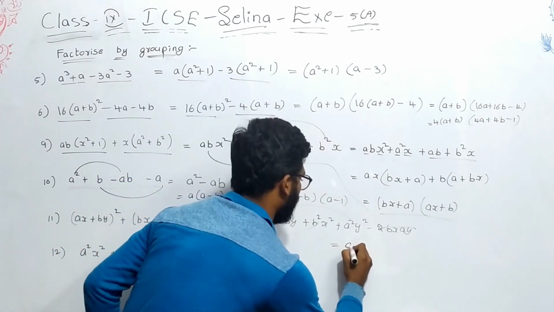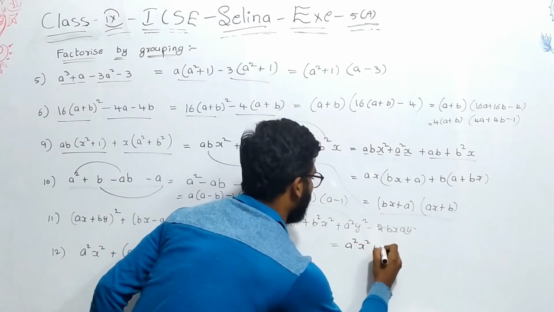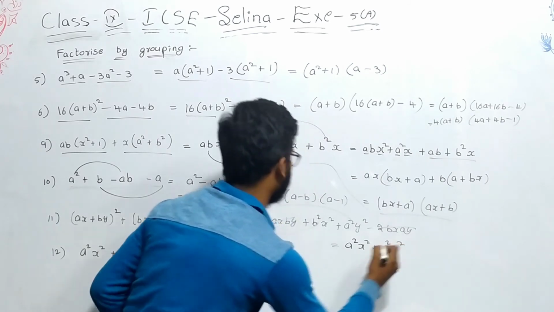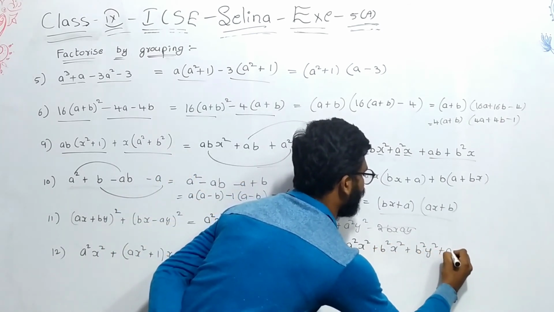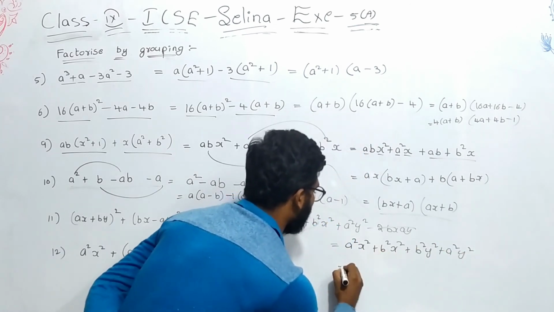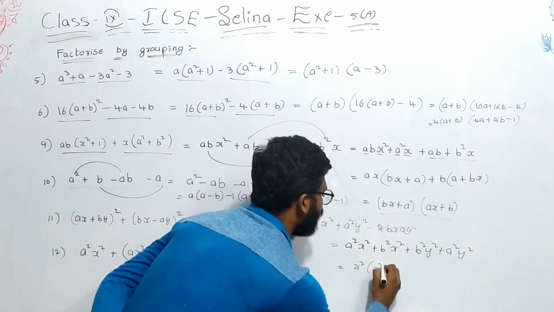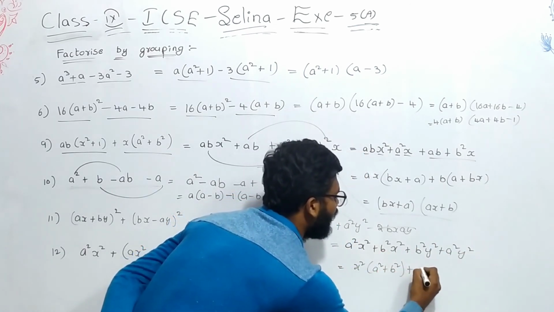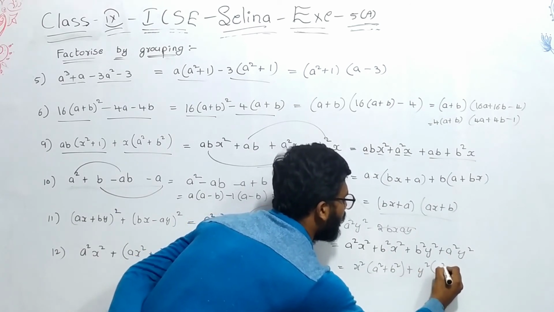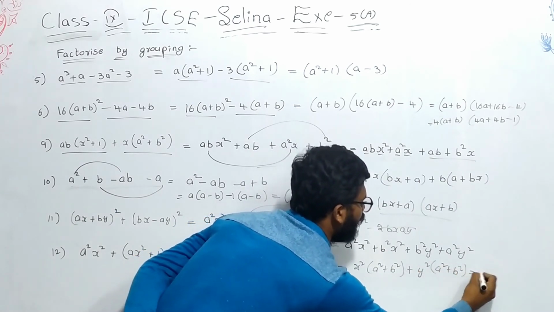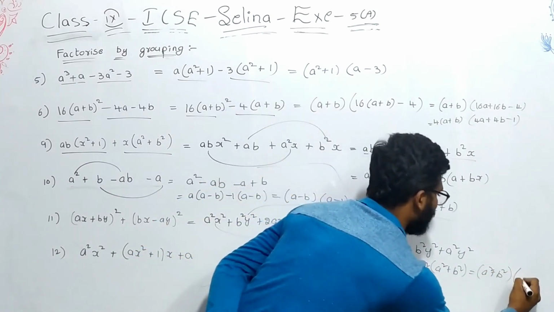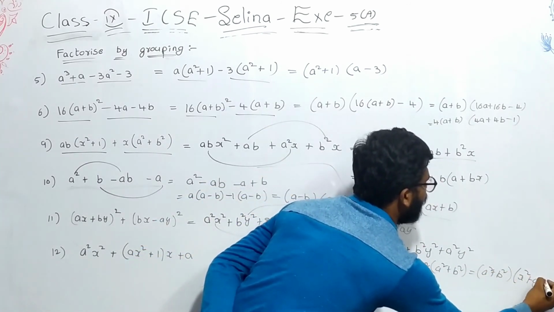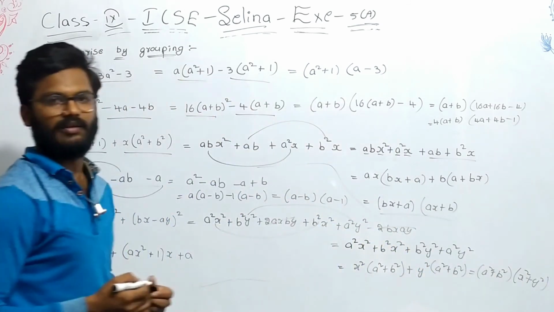What I will do? A square x square plus b square x square, writing the remaining terms, plus b square y square plus a square y square. If I take x square as common here, a square plus b square, in the same way y square as common, a square plus b square. So, finally I will get a square plus b square is common from these two, and remaining will be x square and y square.